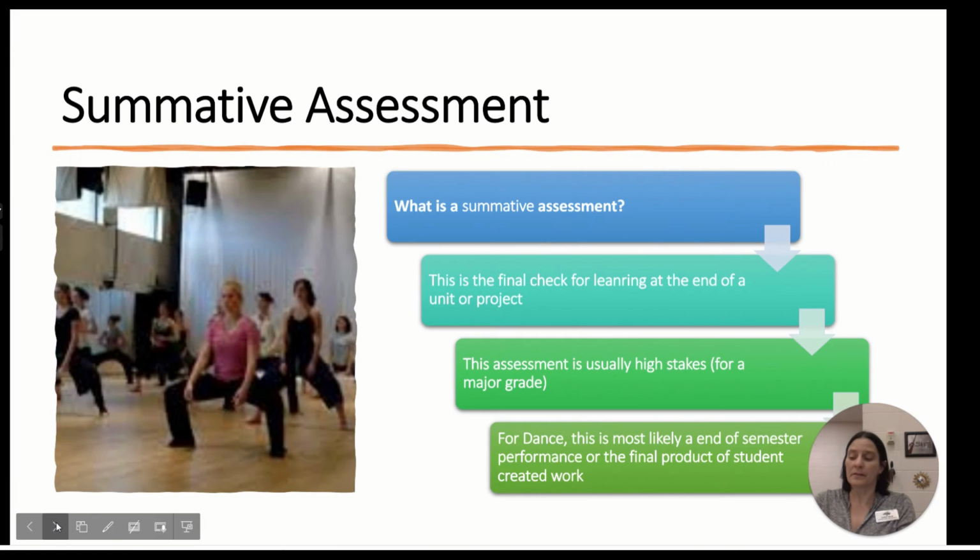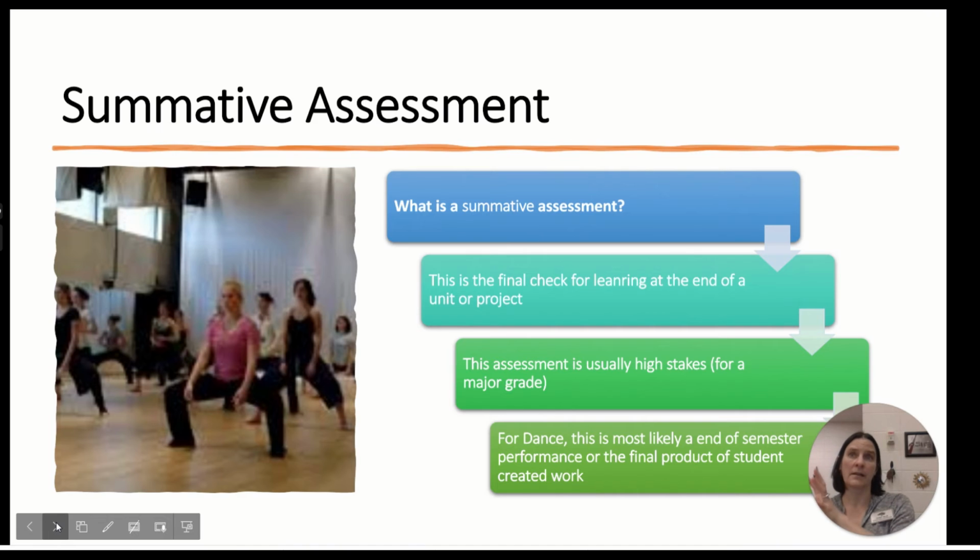And then we get to summative assessment. So what is a summative assessment in the dance classroom? This is your final or major learning check at the end of a unit or the culmination of a project. I would assume that this is generally, for most of us, for our end of semester or our big performance, whenever you do it. If you do it end of year or if you do it semester-wise. And it's usually high stakes, so it usually counts for a major grade. I know I do.